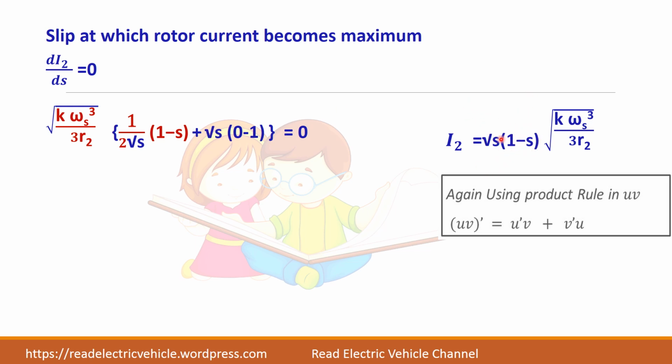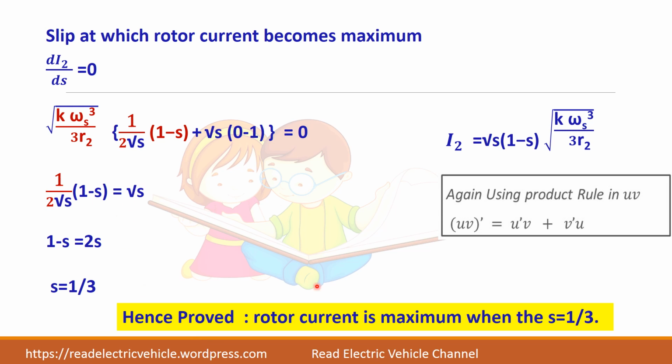If you differentiate this one, you will get 0 minus 1, so 0 minus 1 into U. U is root S. That you equate to 0. You simplify this one, you will get S is equal to 1 by 3. So the first part we have completed. We have found that the rotor current is maximum when the slip is equal to 1 by 3. So first part of the question is solved.